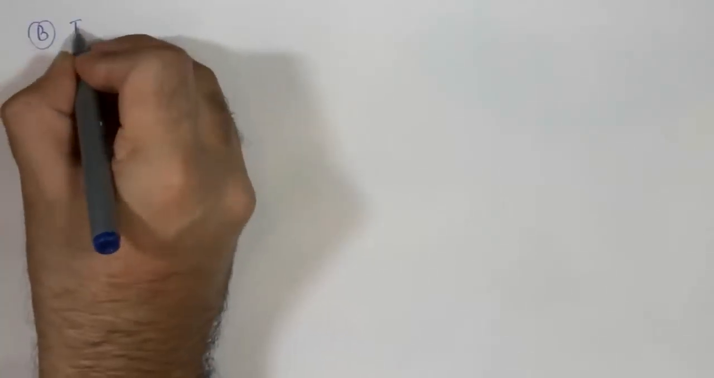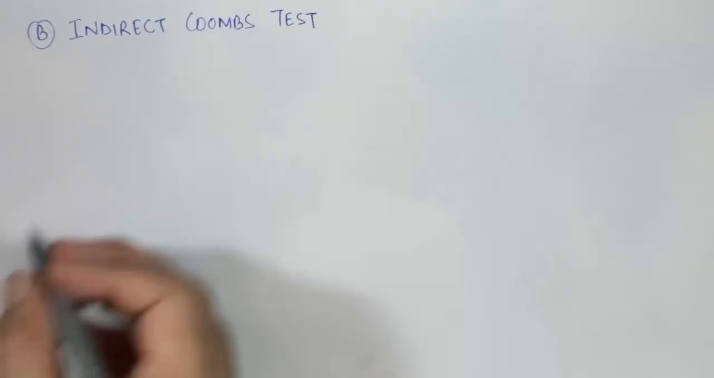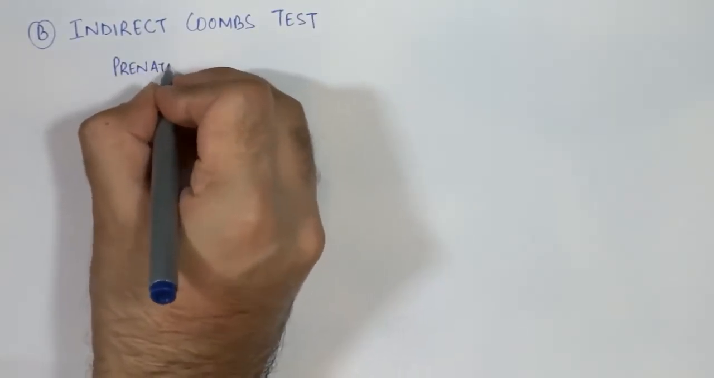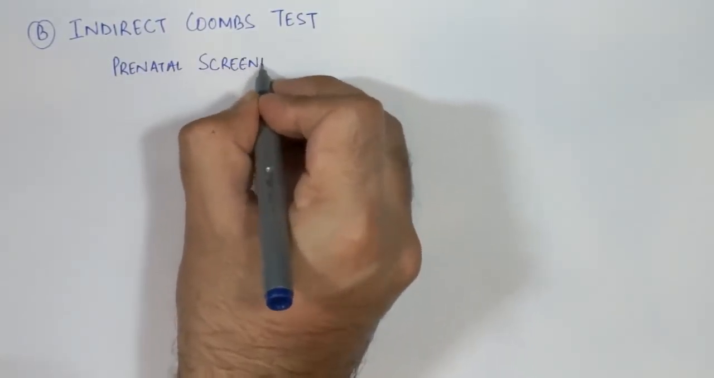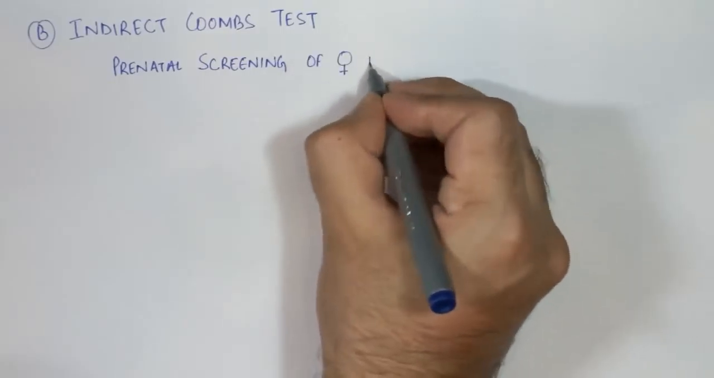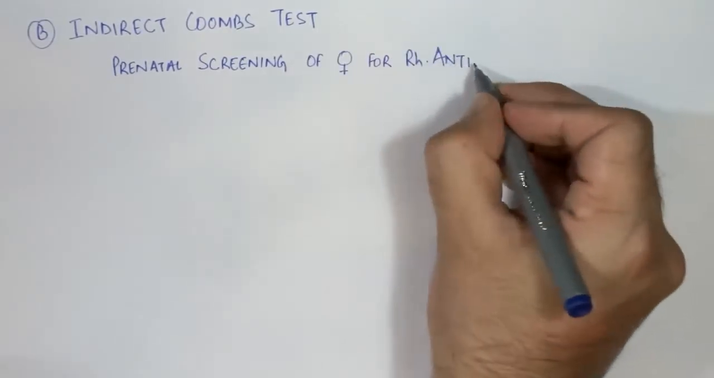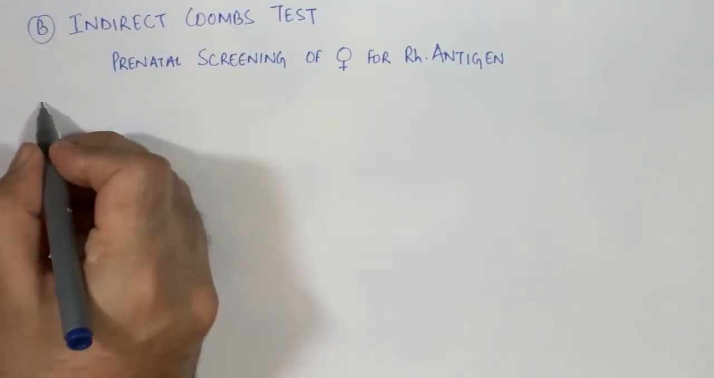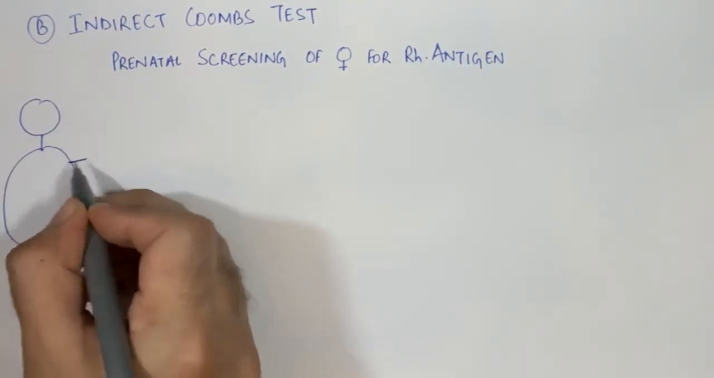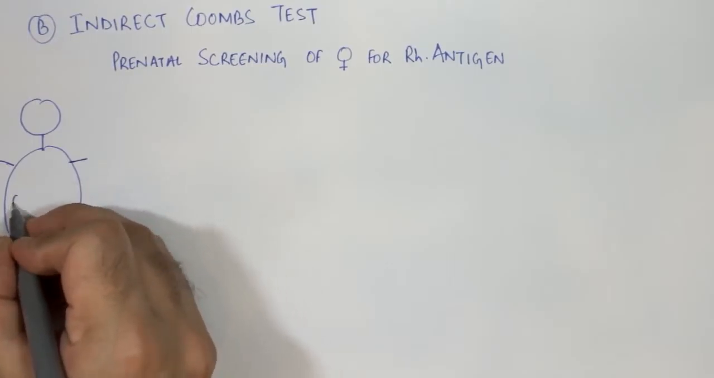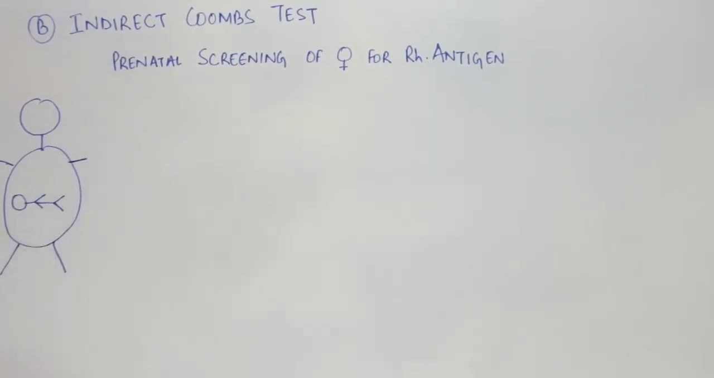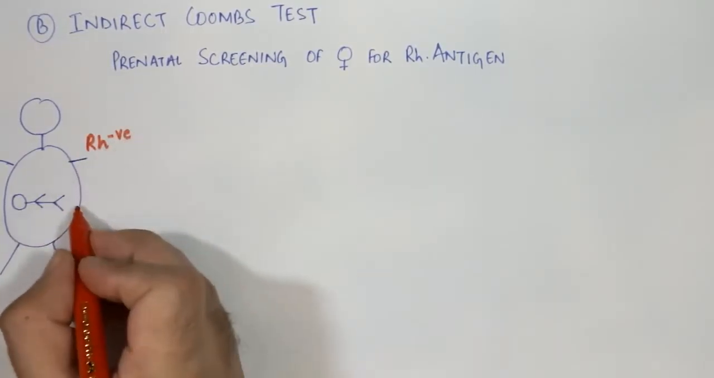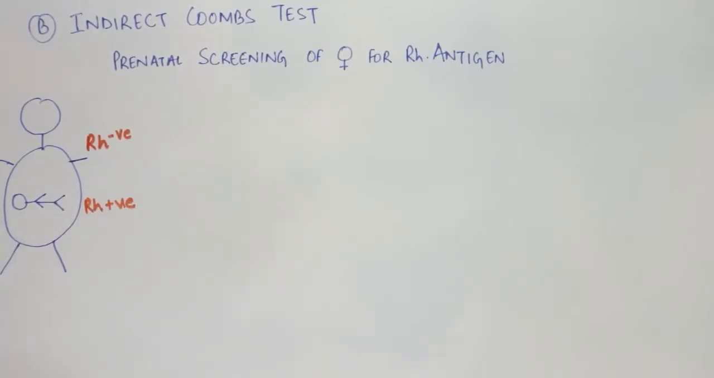Now let's talk about the indirect type of the Coombs test. And this test is mainly done for the prenatal screening of females for detection of RH antibodies. Sorry, this is a writing mistake. This is antibody, not antigen. Now let's suppose this is a pregnant female, and again, excuse me for my fantastic drawings, and let's suppose this is a fetus inside her womb. The female is RH negative and the fetus is RH positive.